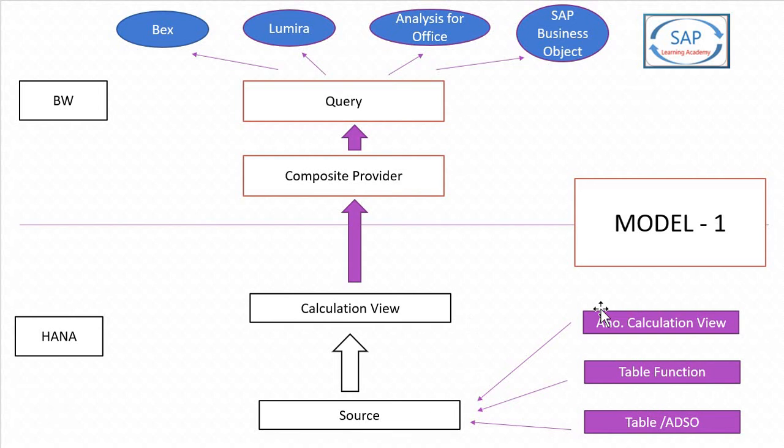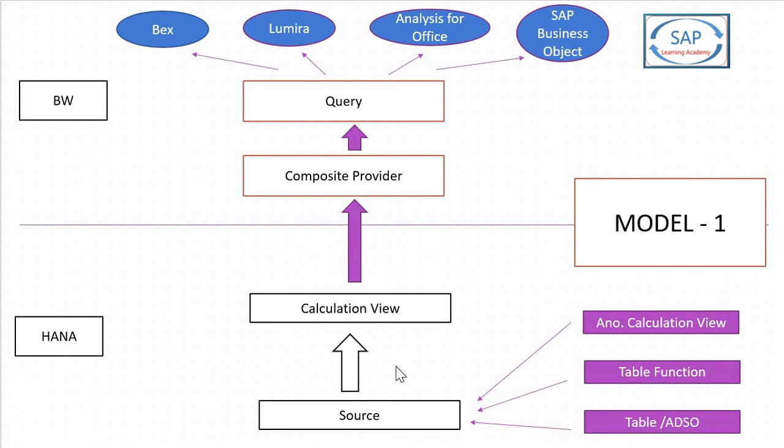And what can the source be? It can be your table, it can be an ADSO table, or it can be your table function or procedure if it is a scripted calculation view. And also you can use an already created calculation view, like another calculation view. So all these source types can be used as the source of the calculation view, the HANA views.